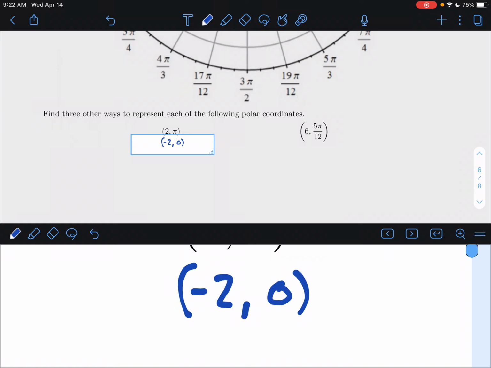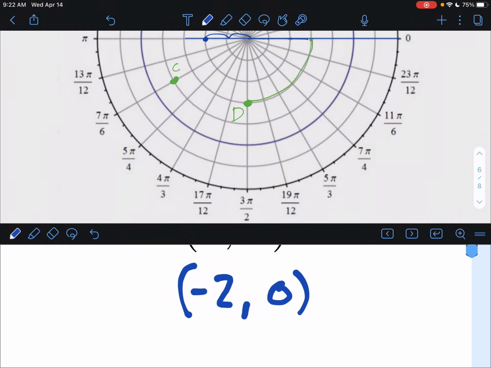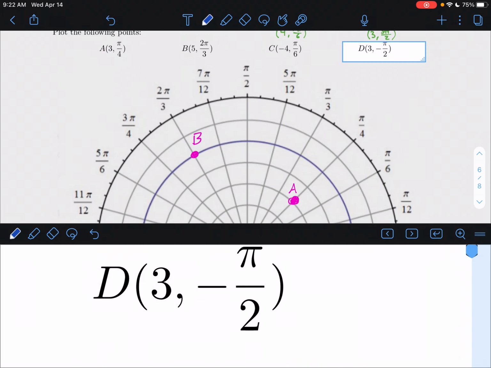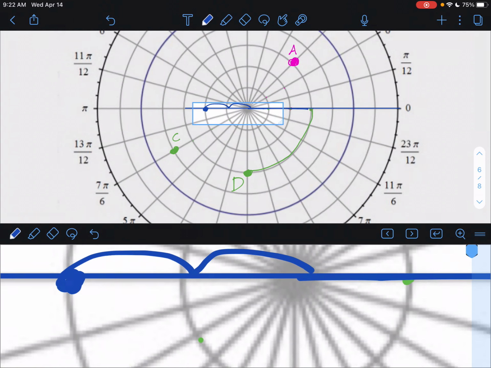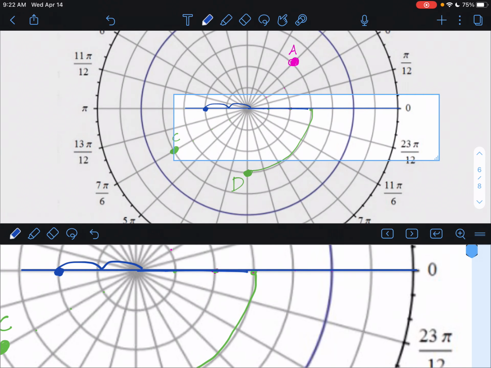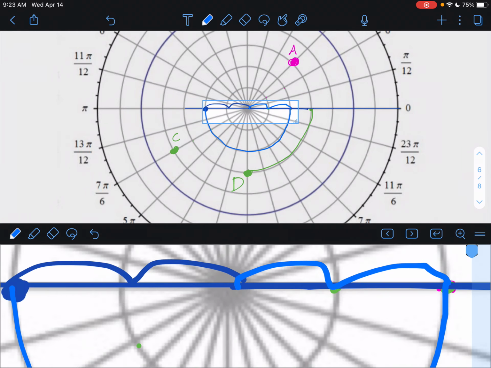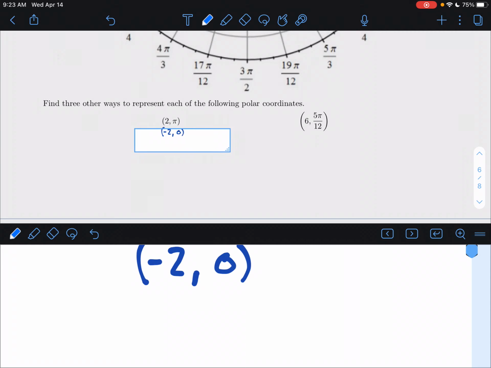Let's see, what's another one that would work? Maybe I could do something like I did here, where I just turn the opposite direction. So if I go out 2 and then turn in the opposite direction, the negative direction, it just so happens that it is negative pi in that direction. So it could also be (2, -pi).